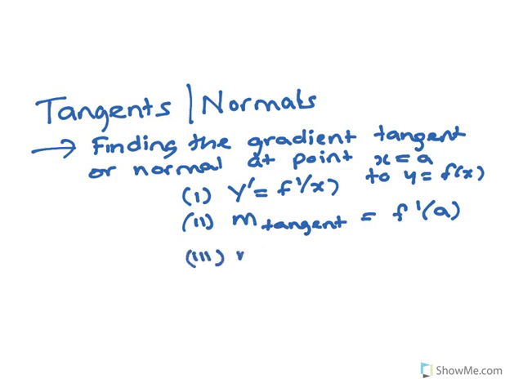But if you want the gradient of the normal, then that's going to be minus 1 over the gradient of the tangent. Okay, so you flip it and you change its sign.